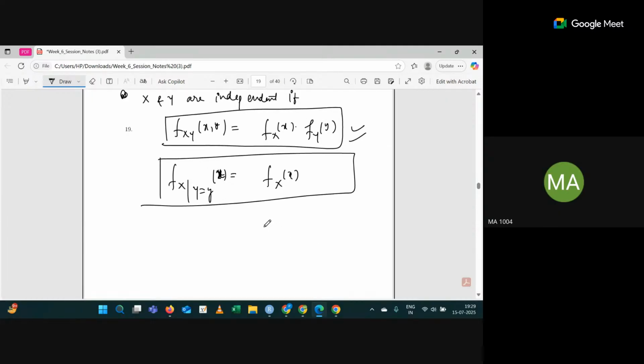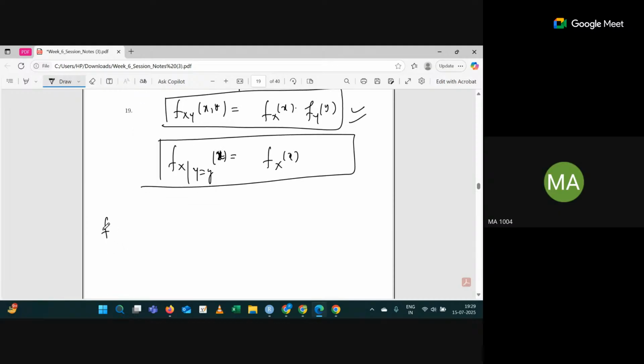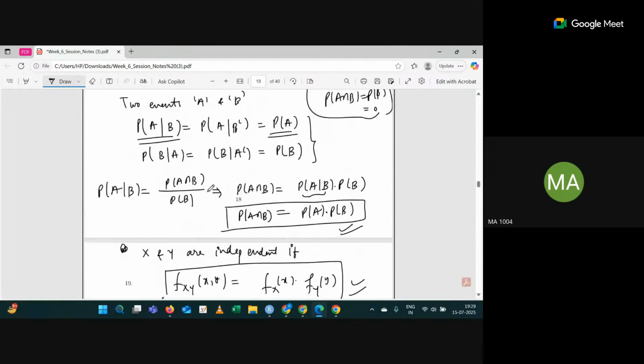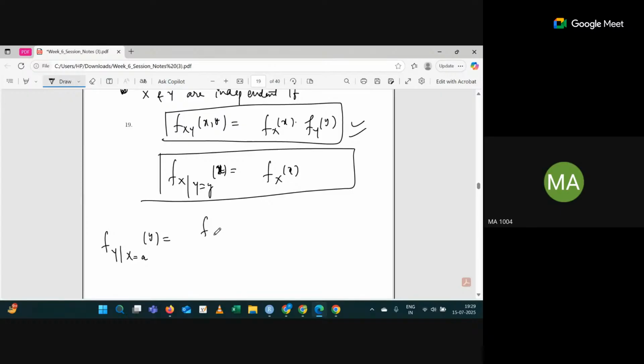Conditional density. If I'm writing f of y given x equal to a specific value, then as per the definition, it is the intersection divided by the marginal. So here it will be f(x, y), where the value of x is taken as a, comma y. Are you getting my point?